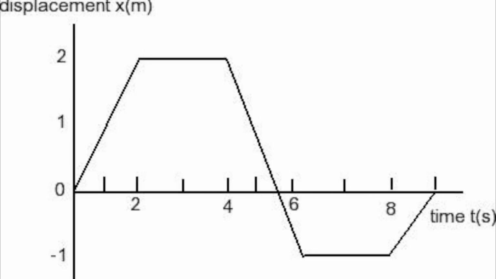Displacement versus time. Displacement is a vector quantity, which means it has magnitude and direction, which is different from distance. On this displacement versus time graph here, displacement is in meters versus time in seconds.